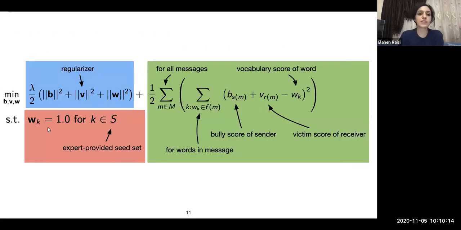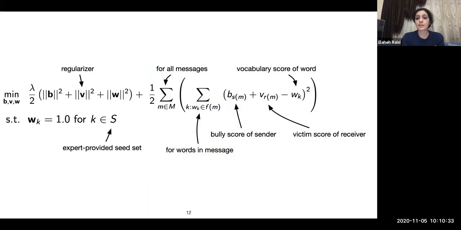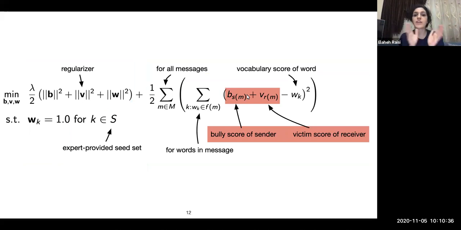So in our objective function, we have the regularizer that I showed with the blue color, and we have the small seed of offensive words, which are provided by the experts, and they have the consistency loss. For the consistency loss, in each social media message, we add the bully score of the sender plus the victim score of the receiver, and we call it the participant score. And then we have the vocabulary score for each word in the message. So the basic idea is that we want to optimize the consistency between the participant score and the vocabulary score.